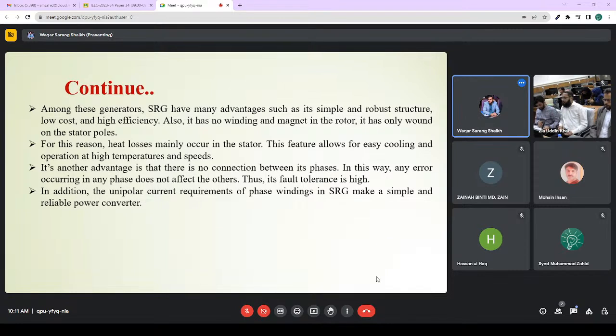Another advantage is that there is no connection between its phases. In this way, any error occurring in any phase does not affect the others. Thus, its fault tolerance is high. In addition, the unipolar current requirements of phase windings in the switch reluctance generator make a simple and reliable power converter.